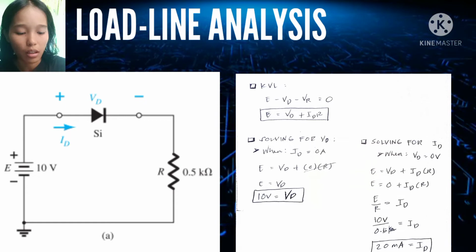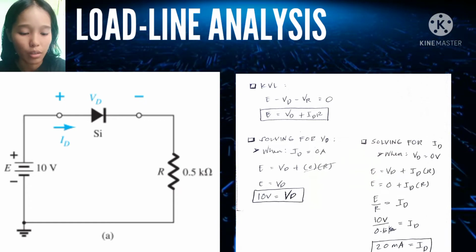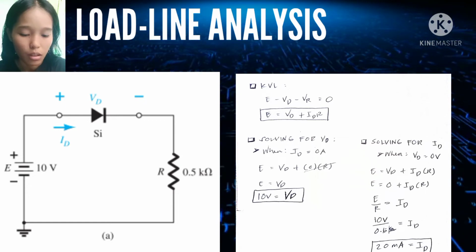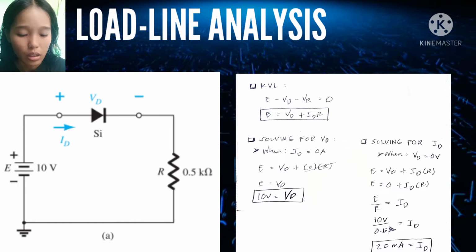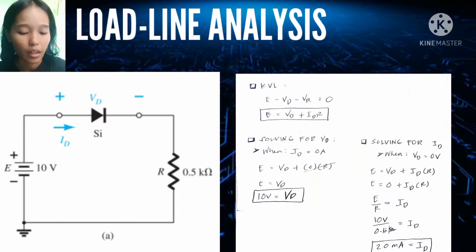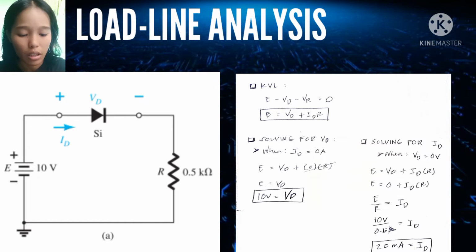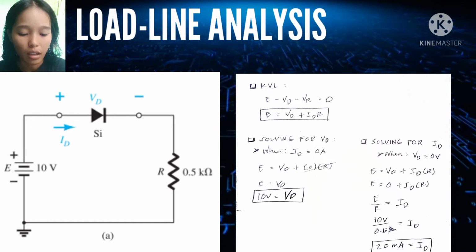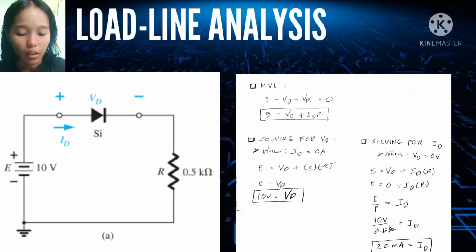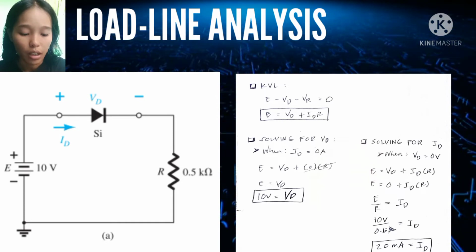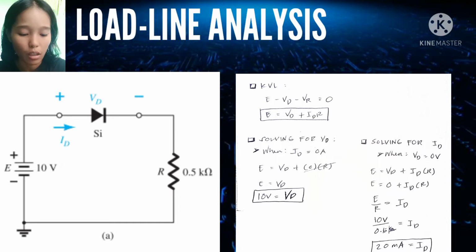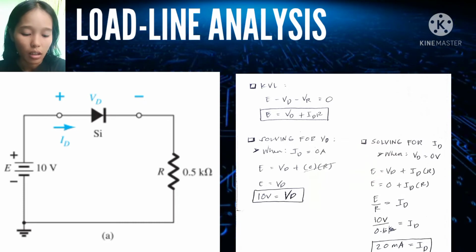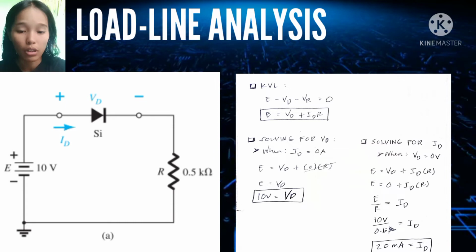To solve for ID, when VD is equal to 0 volts, we again use the KVL equation. E is equal to VD plus IDR, and our VD is 0, so E is equal to IDR, and ID is equal to E divided by R. Substituting, 10 volts divided by 0.5 kilo ohms is equal to 20 milliamperes, and this is our ID.